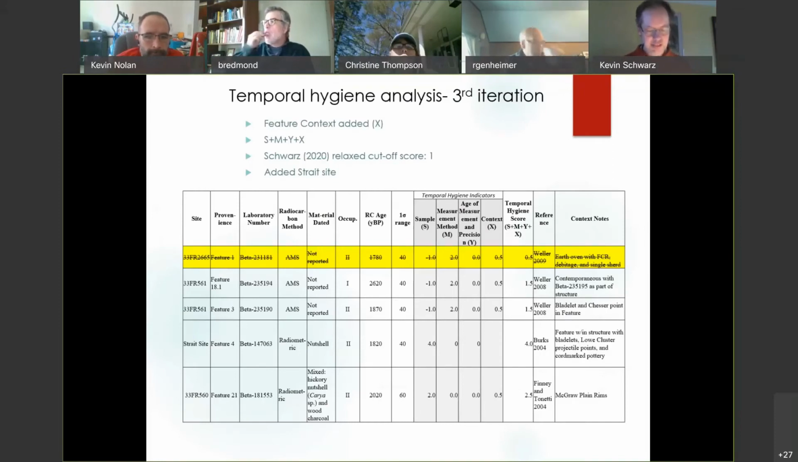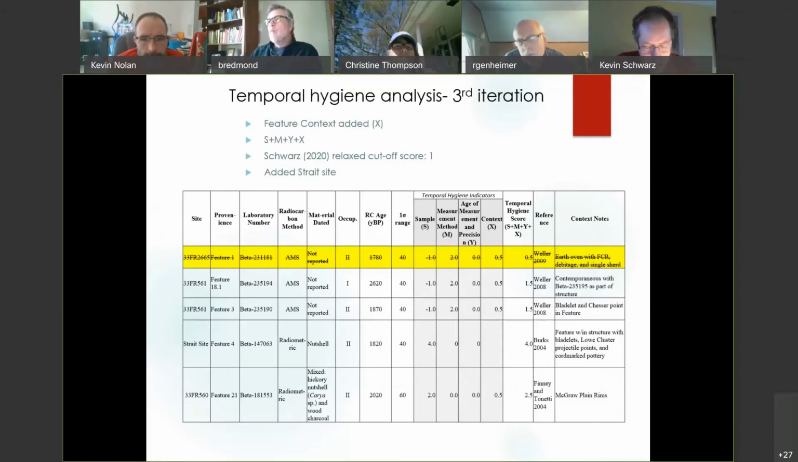So then I looked at feature context, and I made that a 4th variable, X. Because I really wanted to dial into this, if the radiocarbon assay was dating a feature or a diagnostic artifact, I gave it a half a point, like if it was near the cutoff, and then I subtracted a half a point if it wasn't really dating anything in particular. So you can see one of these from 2665. It's just dating charred material and some debitage and FCR and a feature. It's not dating any diagnostic.